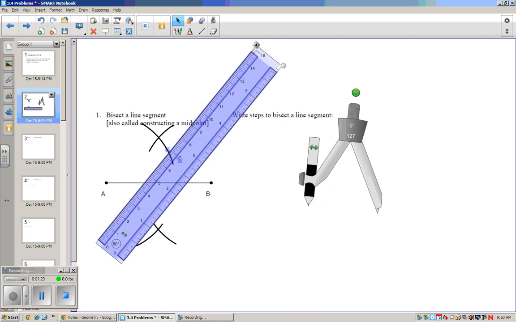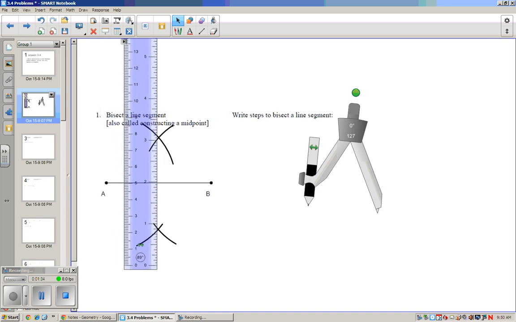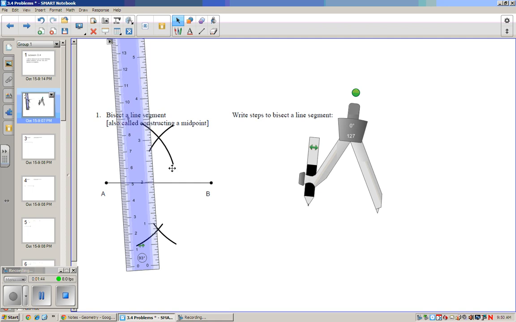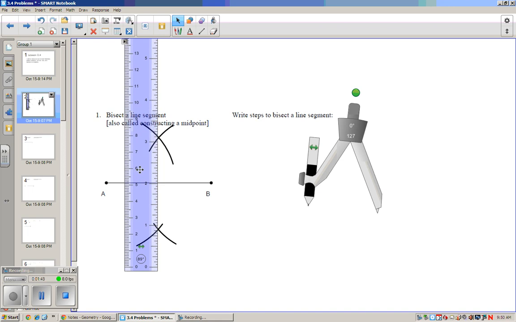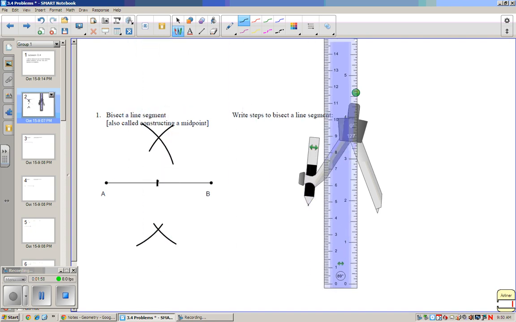So what I'm going to do is take my straight edge and look for the intersection of the two arcs and line it up with my straight edge. And instead of drawing the segment there, I'm just going to make a midpoint. So I'm going to take my marker and make a little mark there. That's where my midpoint is. So I'm going to make a dot. There's my midpoint. And remember, the midpoint divides the segment into two equal parts.